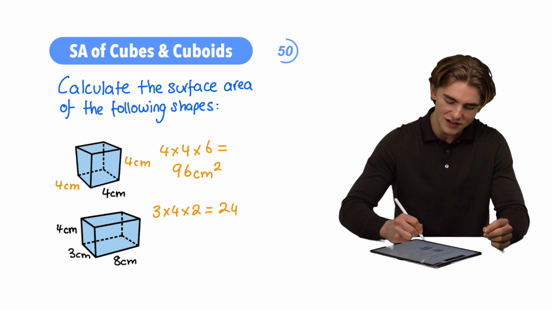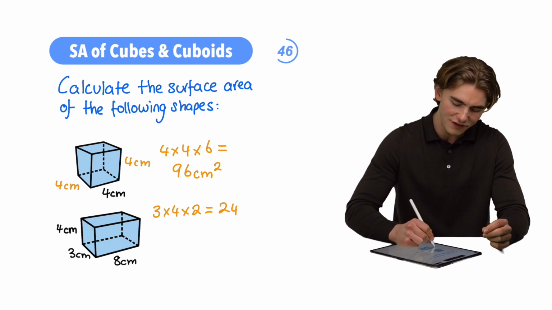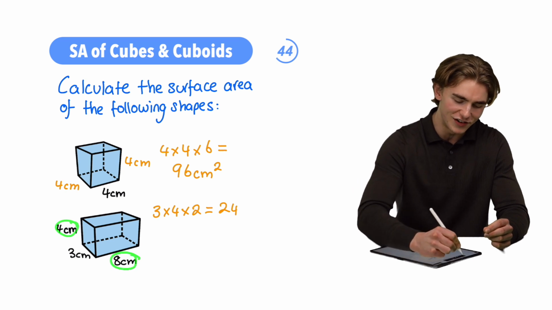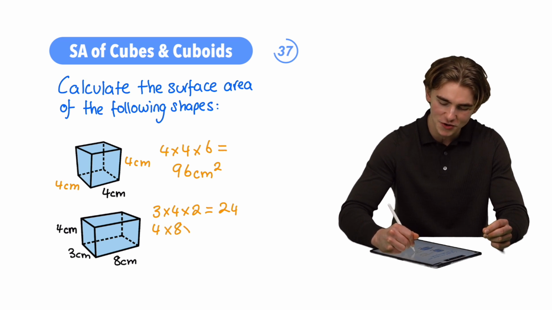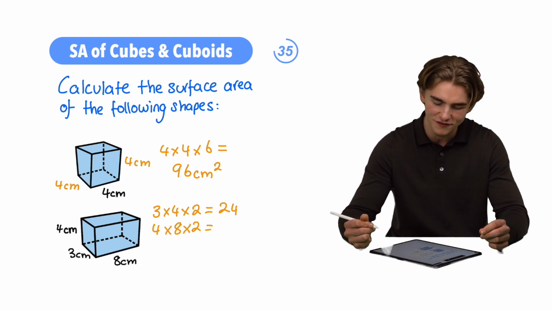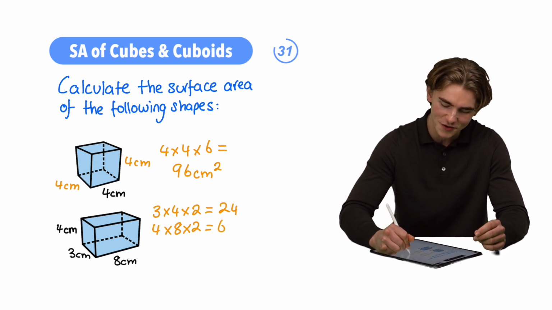Now, working with these faces here, this one and this one, what are we going to do? Well, we have a height of 4 centimeters and a width of 8. So we're going to do 4 times by 8. That's going to work out the area of one of them. And then we're going to multiply that by 2 because we have 2 opposite faces which are both the same. 4 times 8 is 32, times by 2, that's going to be 64.